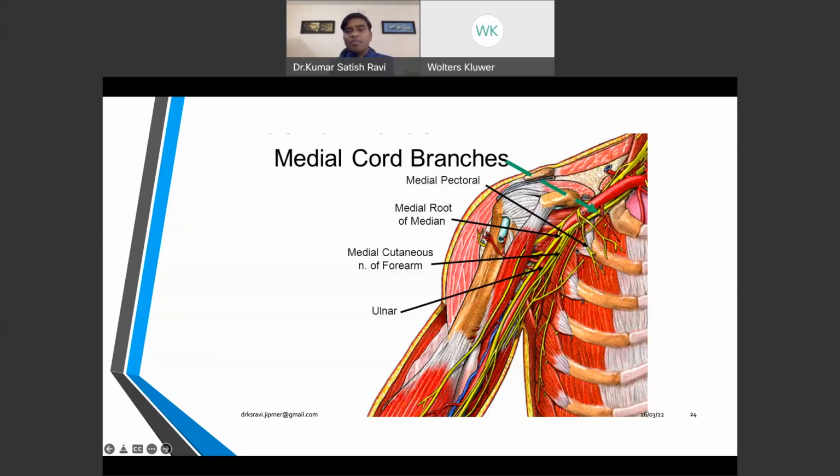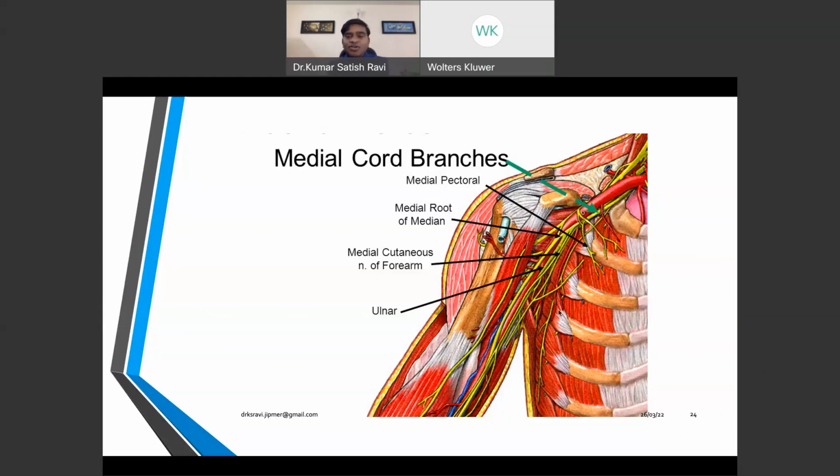That it will receive communication from the intercostobrachial nerve, and after piercing the deep fascia at the middle of the arm, it supplies the skin over the medial side of the distal third of the arm. And then the last branch from this medial cord of the brachial plexus we have is the ulnar nerve.